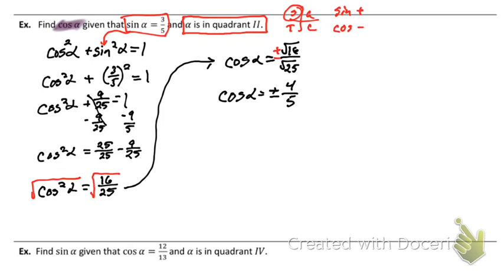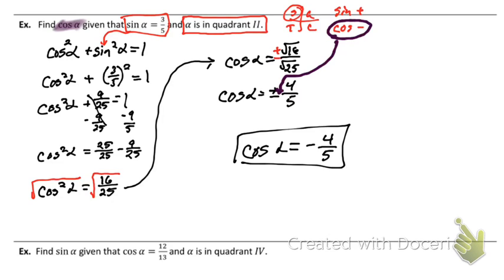That's when we go back up to our condition that cosine needs to be negative. Cosine needs to be negative, so I know to use the negative version of it. So our cosine alpha equals negative 4 over 5.